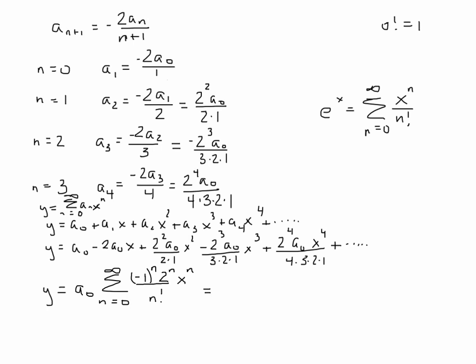This can be written as that a naught staying out in front, the sum from 0 to infinity of all of these things in the numerator, which are all raised to an n. So I can rewrite this as -2x all to the n power, divided by n factorial. And if you now look, this looks almost exactly like the e to the x series, except that the only difference is this x right here.